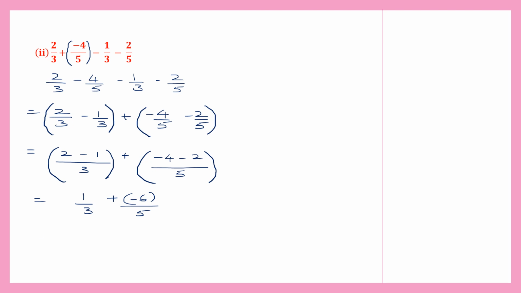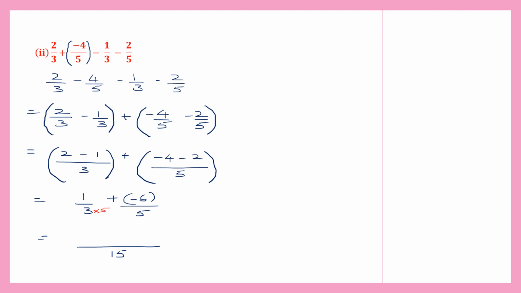Now let's find the LCM of the denominators 3 and 5. That is 15. Like I said, there are different ways of doing it. You can say 3 5s are 15 and multiply this also by 5. You can say 5 3s are 15 and multiply this by 3. Or you can cross multiply. You can cross multiply also. So here let's use any one of these methods.